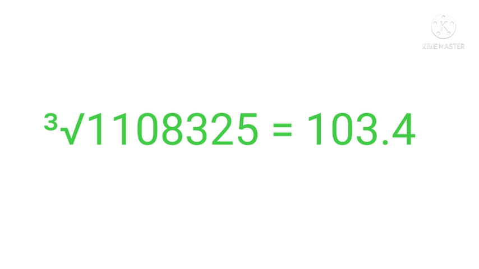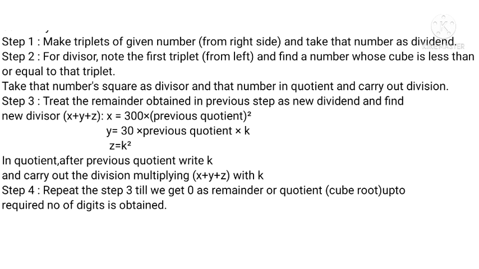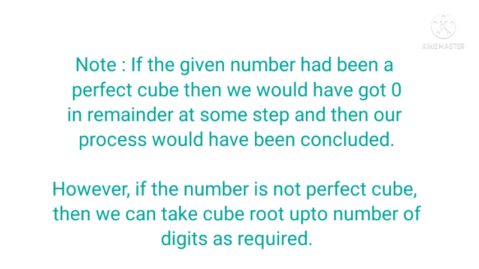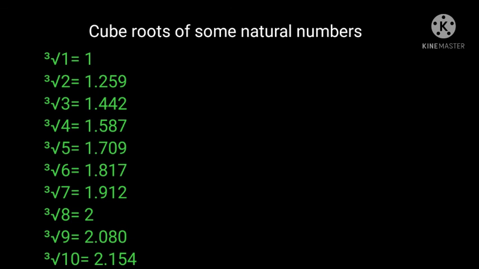However, you can find the cube root up to as many decimal places as you please by following the same method repeatedly. Now let's summarize the steps involved in finding the cube root of a given number by the long division method. In the chart I have given the cube roots of the first 10 natural numbers. Please go through it and try to learn as many as possible.